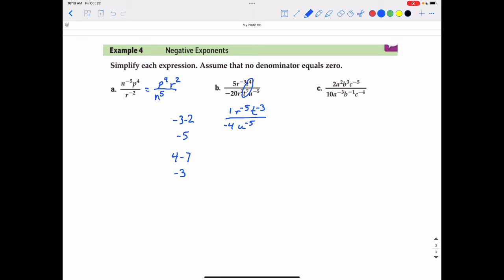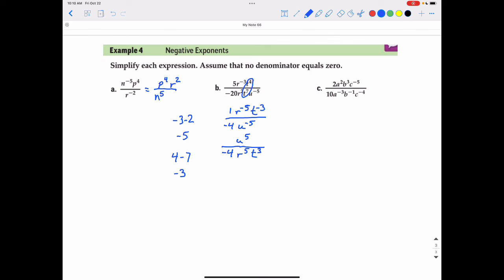And since we have all negative exponents, I need to move some things around here. So that's going to be still 1 over negative 4. R to the negative fifth will go to the bottom as r to the positive fifth. T to the negative third goes to the bottom, becomes t to the positive 3. And the u to the negative 5 on the bottom is now going to move to the top to become u to the positive 5. And I really don't need that 1 there anymore because I do have u to the positive 5 on top. So I'll just erase that. So I have u to the fifth over negative 4, r to the fifth, t to the third.